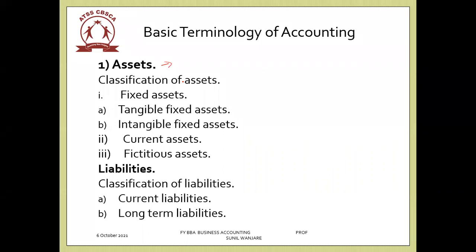In assets, we have three types of assets. First is fixed assets, then we have current assets, and third we have intangible assets. So what are fixed assets? What does fixed mean? Fixed means the value of the asset during the year remains constant. It doesn't change.